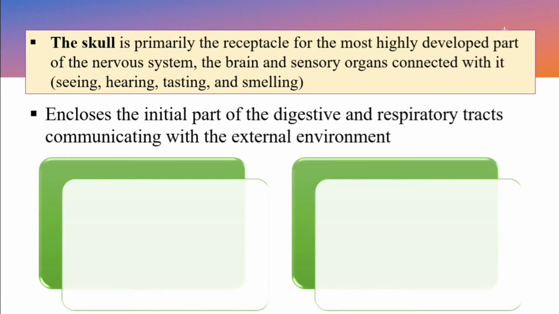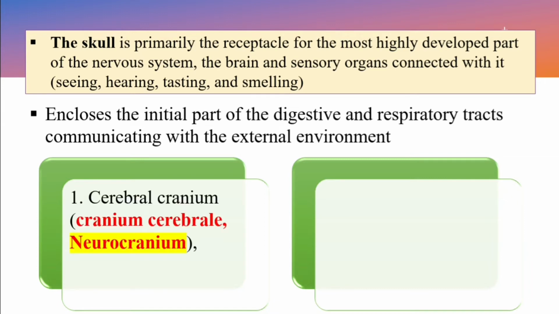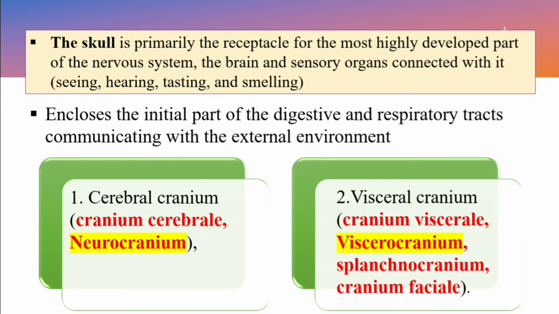Right, so there are two parts, right? The skull can be divided into two parts. The cerebral cranium, right? I like to call it the neurocranium or cranium cerebrale. So those are the Latin names. The second part is the visceral cranium. I like to call it viscerocranium or cranium viscerale. Another name, splanchnocranium, and another name, cranium faciale.